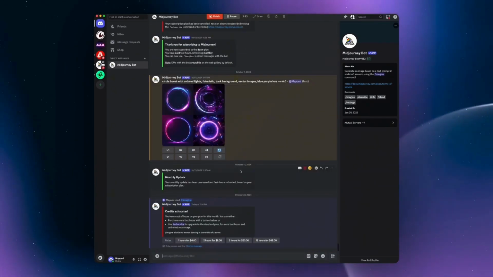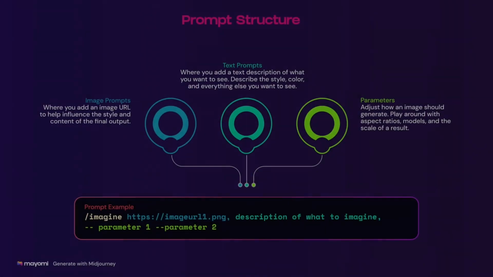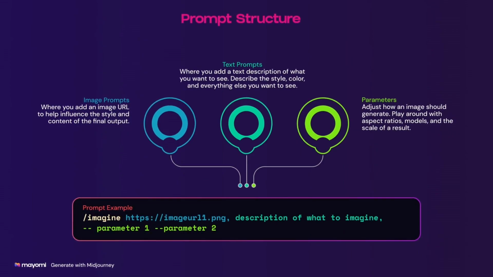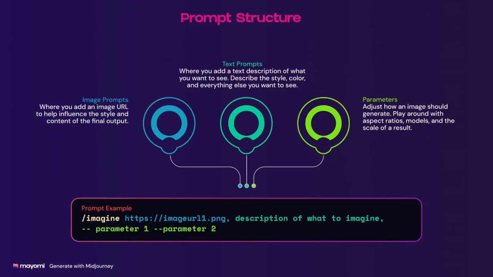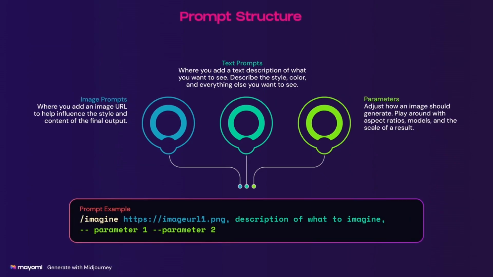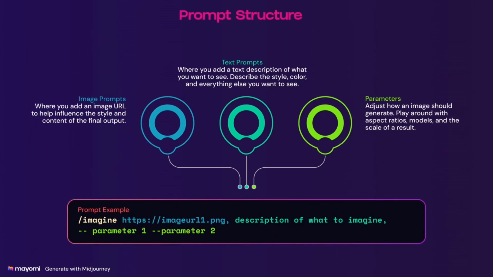It's worth noting that when it comes to prompting on Discord itself, the general structure that you should be familiar with is: the image comes first if you are going to reference an image from the outside, which would be the URL of an image. Then you input the text where you add a description of what you want to see, whether it's the style, color, and everything else. And then you add the parameters. And this is how you will adjust all the different ways you want to make your image look.